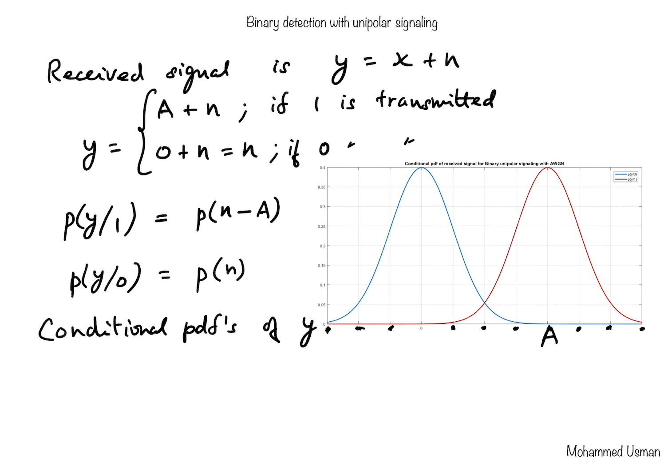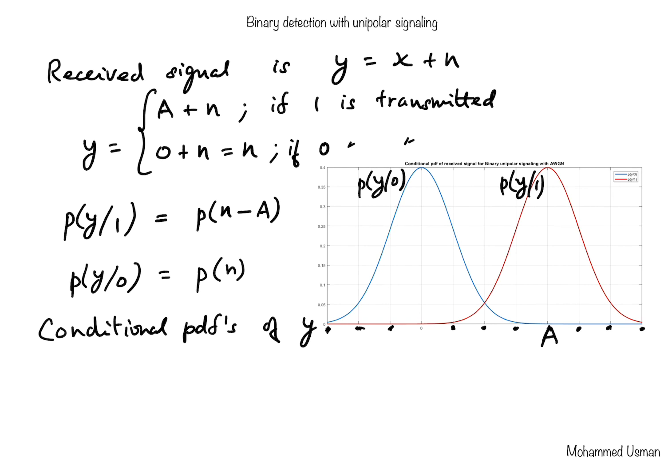So the conditional PDF when 0 is transmitted is centered on 0, and the conditional PDF of the received signal Y when 1 is transmitted is centered on A. So this is P of Y on the condition that 0 is transmitted, and this is P of Y on the condition that 1 is transmitted, as shown in the legends here. The blue curve represents the conditional PDF when 0 is transmitted, and the red represents the conditional PDF when 1 is transmitted.